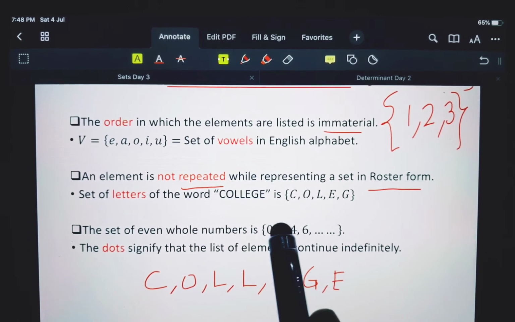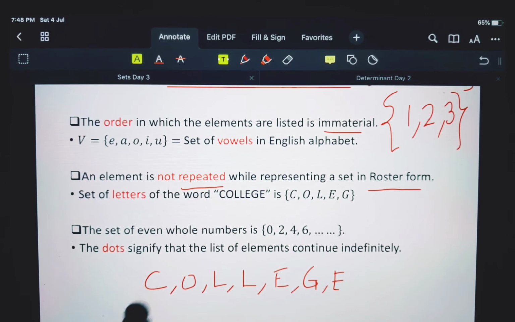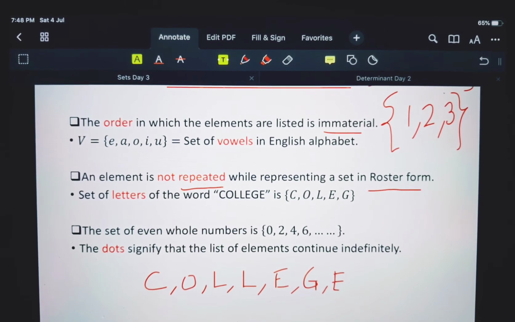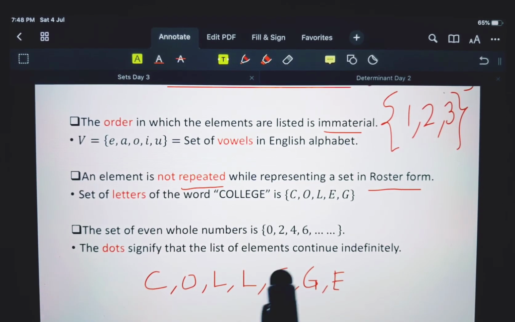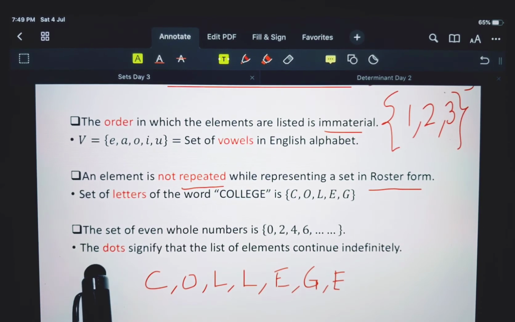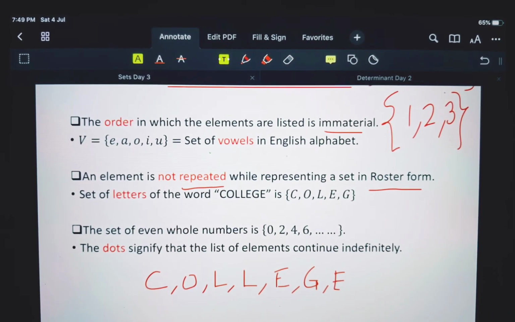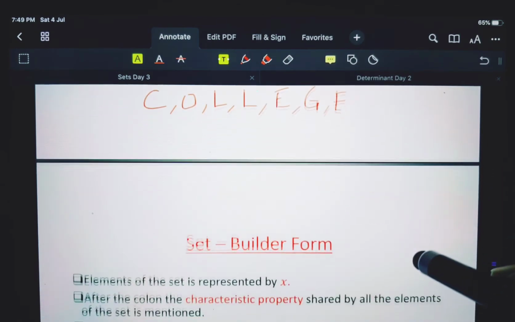Understood? Now the next one, the set of even whole numbers, is 0, 2, 4, 6, dot, dot, dot. Obviously whole numbers start from 0, and 0 is an even number. Please make sure that you know. The dots signify that the list of elements continues indefinitely because it goes on 8, 10, 12, 14, like that. That's why dot, dot, dot. Clear? So let's move on to the next slide.